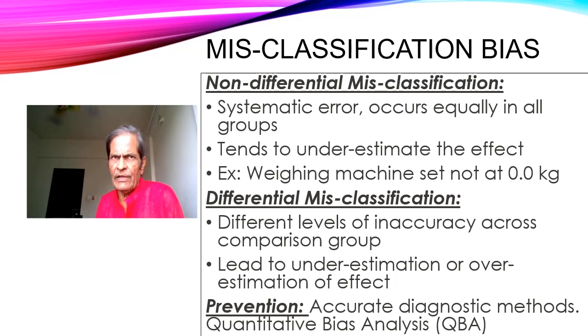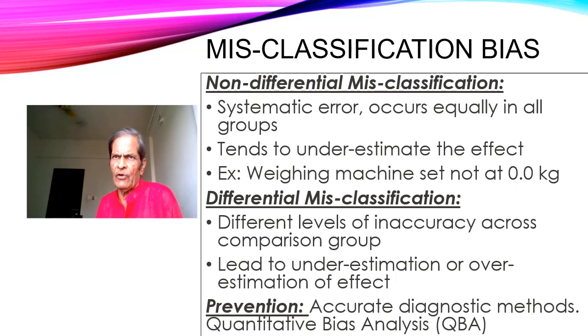The inaccuracy can occur in the study group and in the control group, and the inaccuracy is occurring at a different level in the study group, at a different level in the control group. We say differential misclassification is occurring. So there are different levels of inaccuracy. So this leads to underestimation or overestimation of the effect.